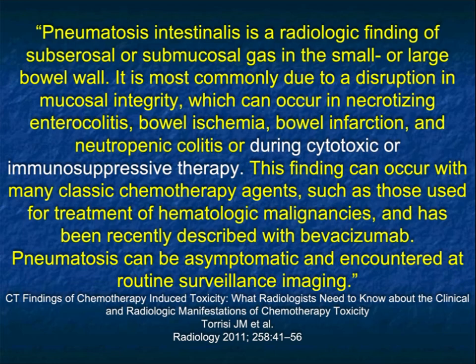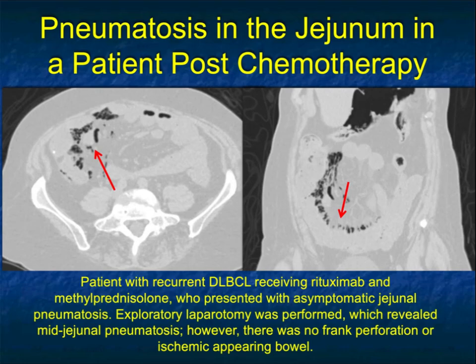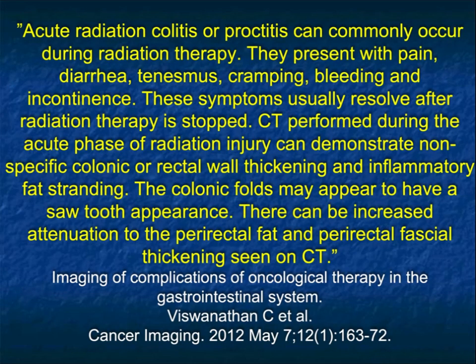So again, you want to be very careful. If you see pneumatosis, we always think about ischemia and infarction, but it may not be that critical in an oncology patient and may not require any intervention. Here's a patient with pneumatosis in the jejunum post-chemotherapy. The patient had exploratory laparotomy, which revealed the pneumatosis, but there was no perforation or ischemic bowel. We are very careful in not taking patients to surgery. This patient really had a severe abdomen, but again, there was no ischemia present, period.